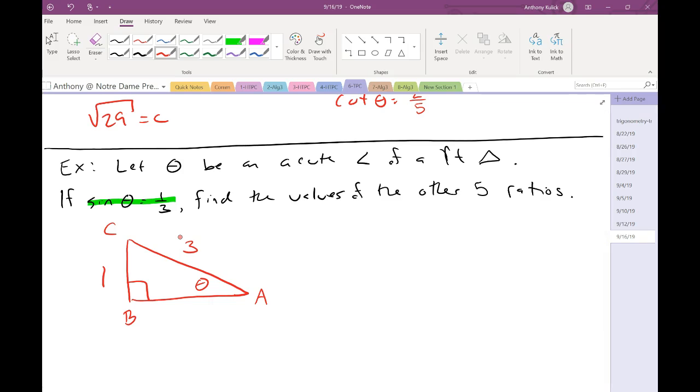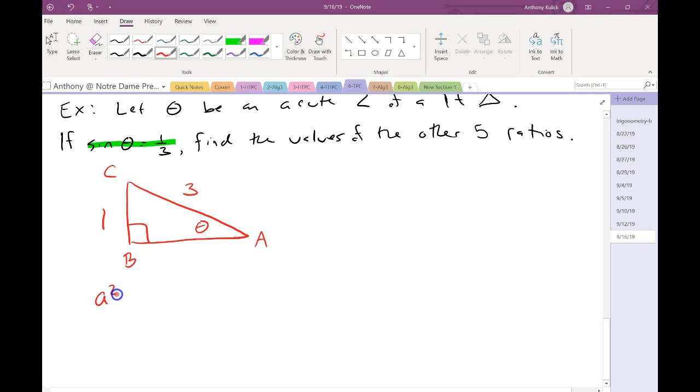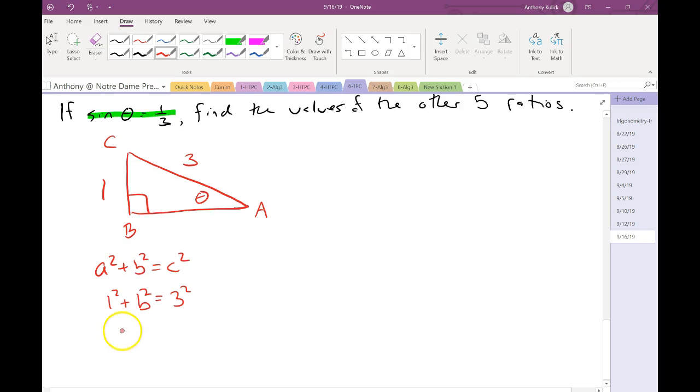How will I find side AB? The Pythagorean Theorem. So when I plug in my values to the Pythagorean Theorem, which value should I plug in for A? 1. What should I plug in for B? B is what I'm going to be solving for. And what should I plug in for C then? 3. So if I solve that then, I get that B is equal to the square root of 8.